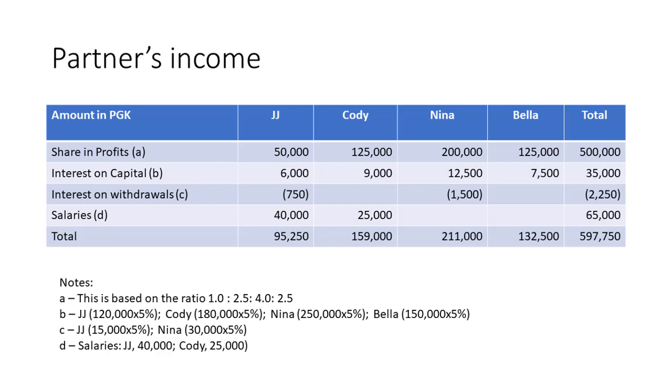For revenue, we have 2 million, so we have to remove that portion of interest, which is 2,250 interest on withdrawal. For expenses, we have to remove 65,000 for salaries and 35,000 for interest on capital, because those were included or considered in calculating revenue and expenses, so we have to remove them.